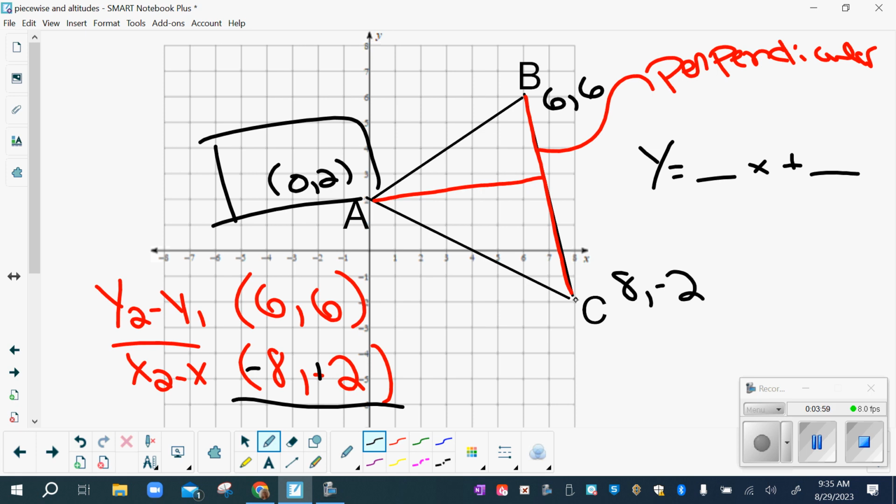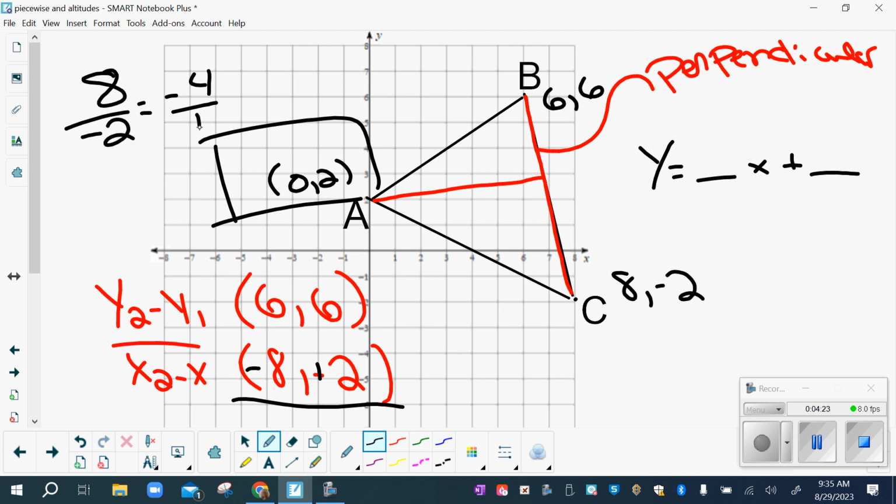I heard that. That was awesome. Don't forget the Y's are on top. The X's are on the bottom. That is the slope. Did you get -4 or -4 over 1? Is everybody okay with that?